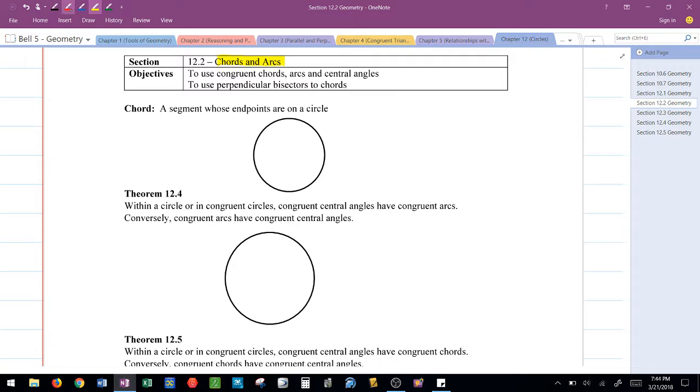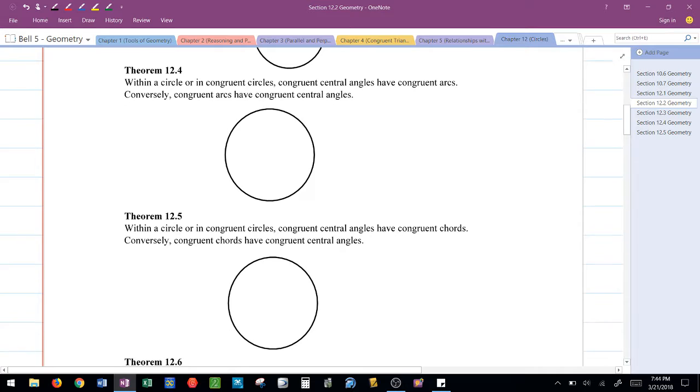All right, so to start off, let's define what this thing called a chord is. A chord is a segment that goes from one side of the circle to the other. Now, the most specific chord that exists would be a chord that goes through the center of a circle, which is also known as the diameter. So when I have this chord, a lot of different things start to happen.